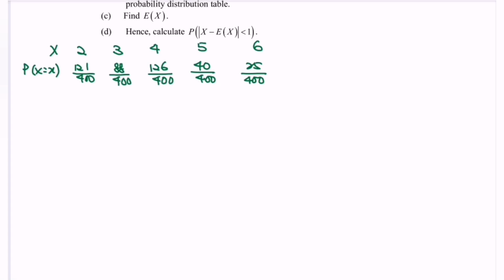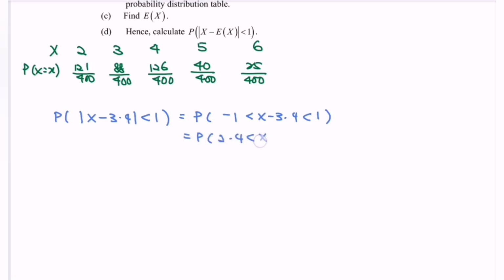Hence, calculate the probabilities that we have the modulus x minus we have EX, which is the 3.4. So kindly define the situation. So we have x minus 3.4, which is greater than -1 and less than 1. So probabilities that we have the situation 2.4. And then we have 4.4. So since this is a discrete random variable, so we have to modify the situation. Probabilities that x is greater equals to, we have the situation 3, less than equals to, we have the situation 4. So refers to the table, we have to sum up the 3 and the 4.